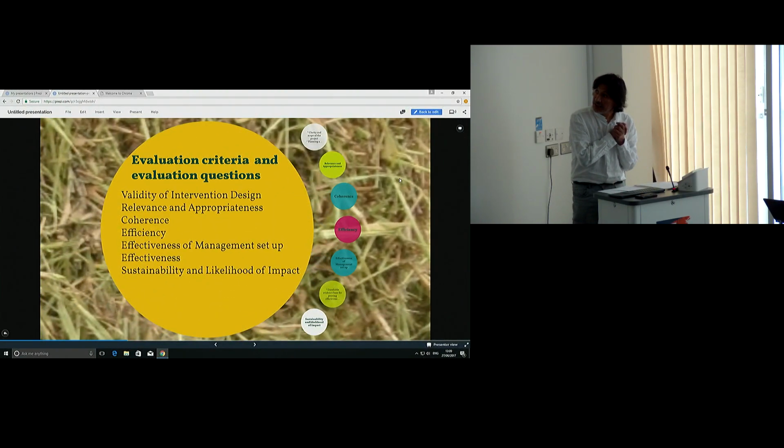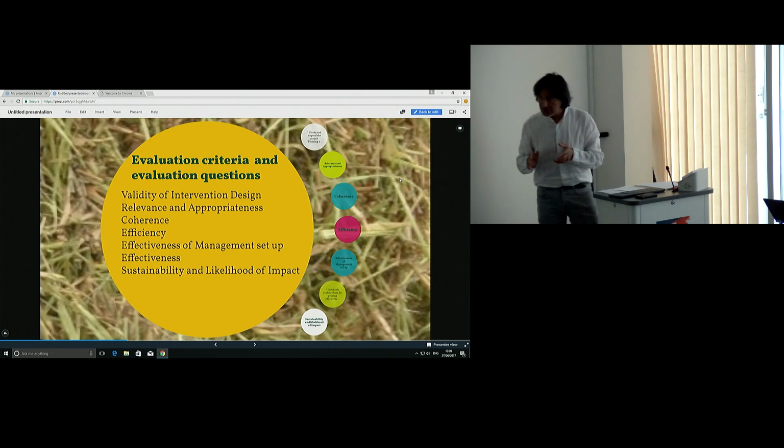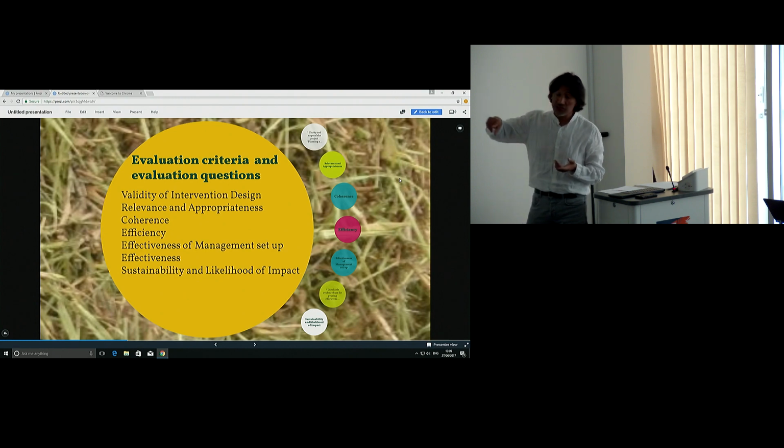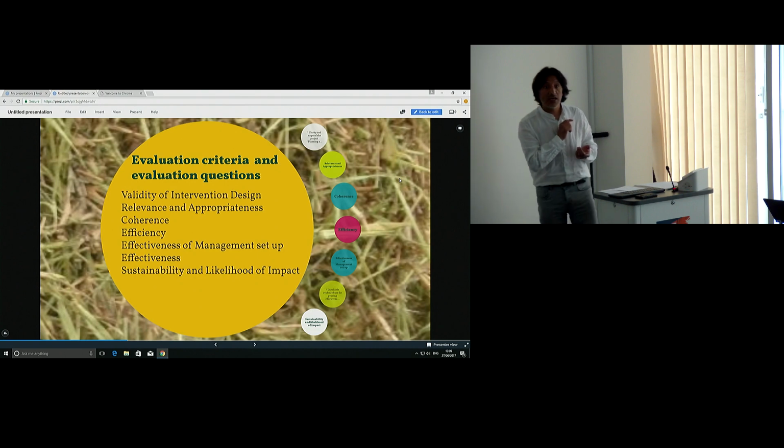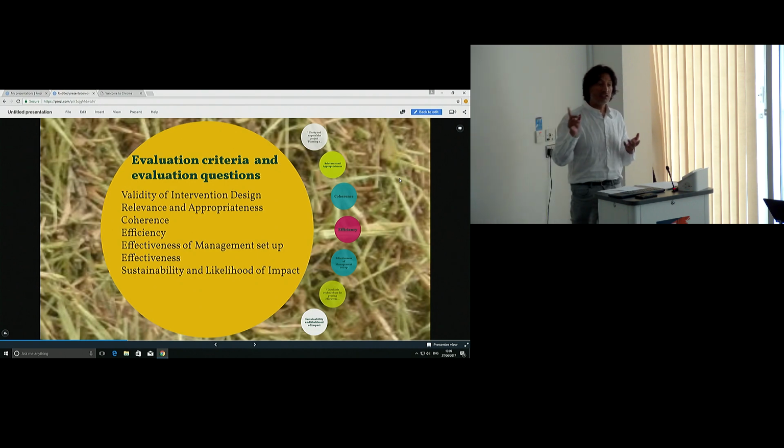Now I organized the presentation in terms of the evaluation criteria that Alex explained, and the recommendations according to these criteria. If you see the report, we have 40 recommendations. That's a lot. Usually evaluations come with a maximum of 12 or 15 recommendations, but in this case it was too much.